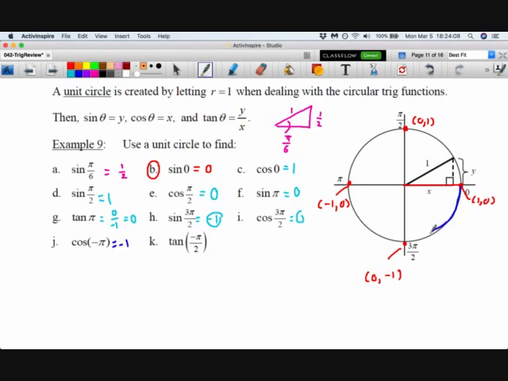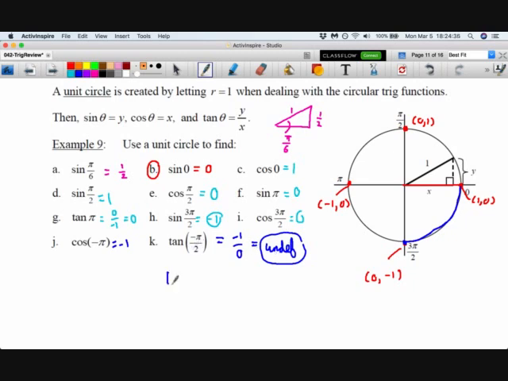Rotating negative pi over 2, I would stop right here. It would be using this coordinate. It still would have the coordinate 0, negative 1. We'll put the y-coordinate over the x-coordinate, and we get negative 1 divided by 0. If you have negative 1 cookie and you split it with 0 people, undefined. Not technically DNE. I'd rather you write undefined.